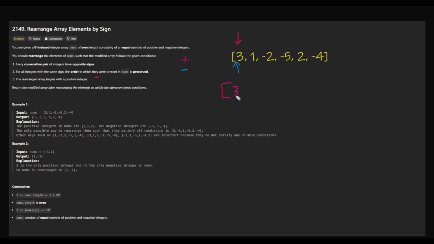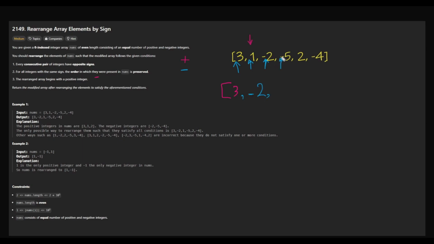Add this number here to the result array, and then move my pointer to here. Is it a positive number? Yes. So I will leave it for now, and then jump to my blue negative pointer. Is it pointing at a negative number? No, then I will move it to here. Is it pointing at a negative number? No, then I'll move it again. Is it pointing at a negative number? Yes, it is. So I will add this number to my result and move my pointer again to here.